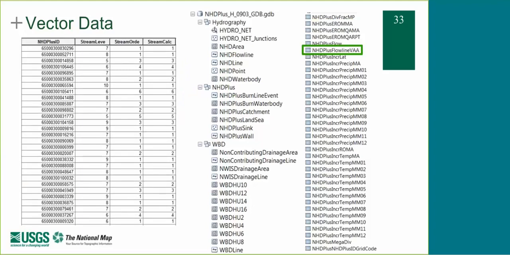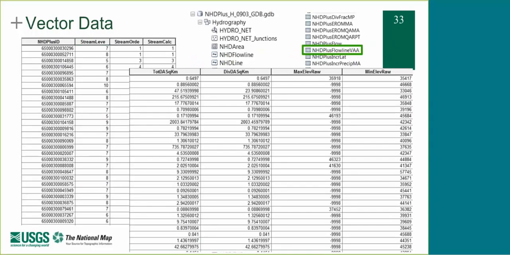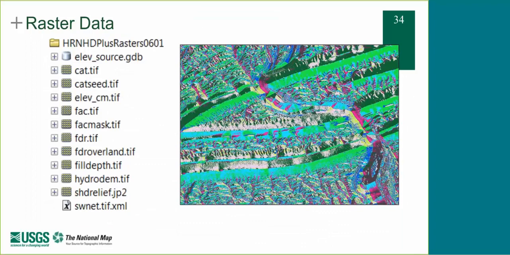The next one that I like to use a lot is the NHDPlus Flowline VAA table, and this one includes attributes like stream order, stream level, stream calc, but there's so many. But we also have things like drainage area square kilometer, elevation. We have both the raw elevations and the smooth elevations, so those can be very handy as well. So I definitely encourage you guys to download these, dig through them, and see which attributes you might find useful in your work.